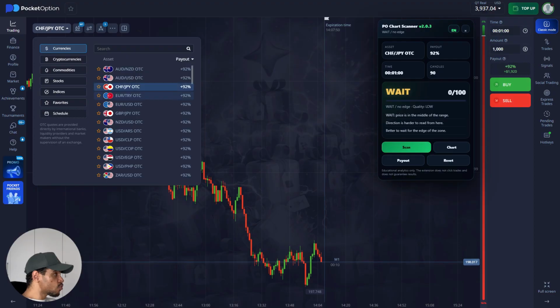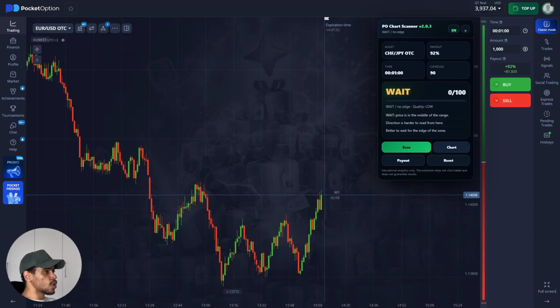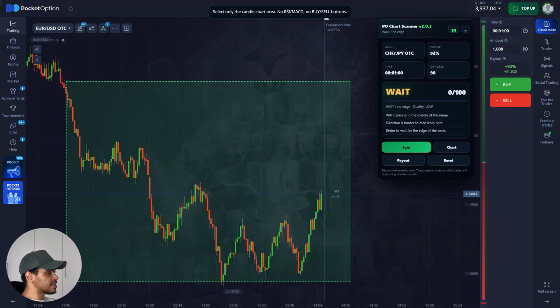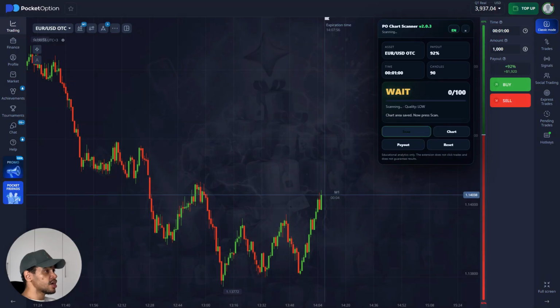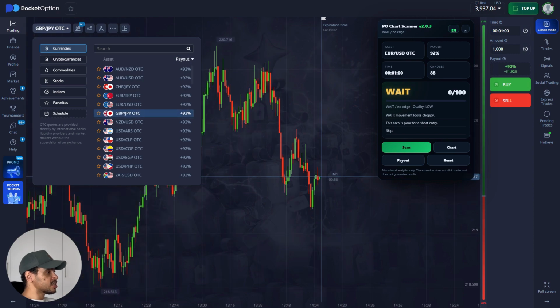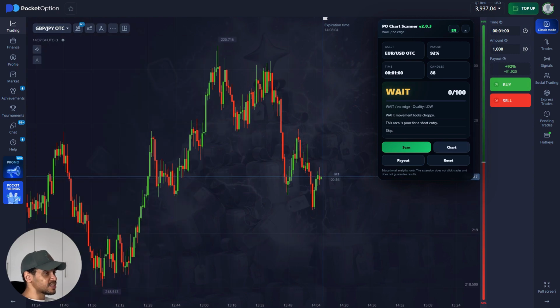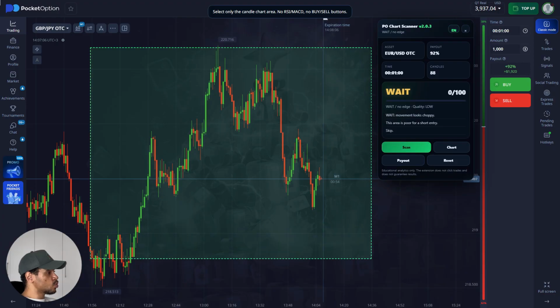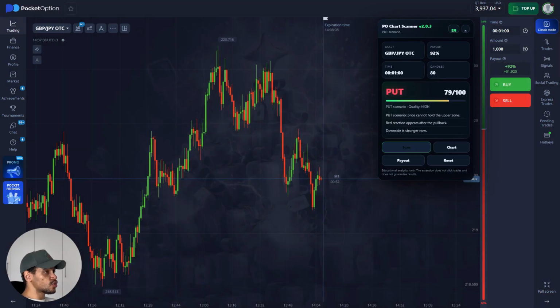So we are already skipping this entry and we go to a different chart, and let's execute it on this chart. Press scan, and same thing. So you are not just getting signals here, you're actually getting a wait signal when the market isn't in a perfect state for you to enter. So we want to look for some sort of entry here, and there you go, we get a sell position.